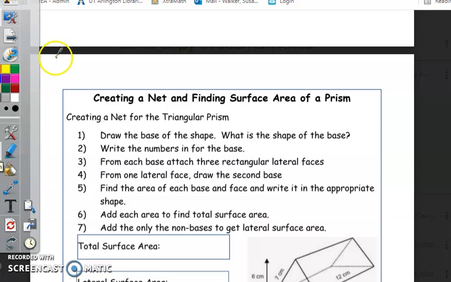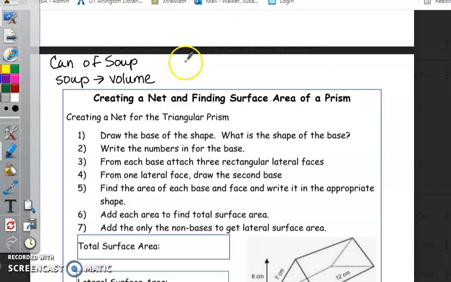Okay, so I want you to think of a can of soup. I would write this down. Each part of this can of soup represents something. So the actual soup, which is the inside, represents your volume. Pause the video if I start going too fast, okay?